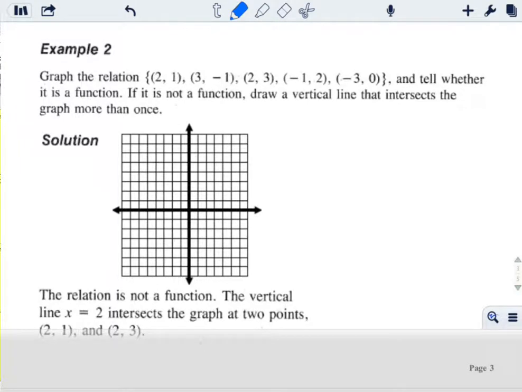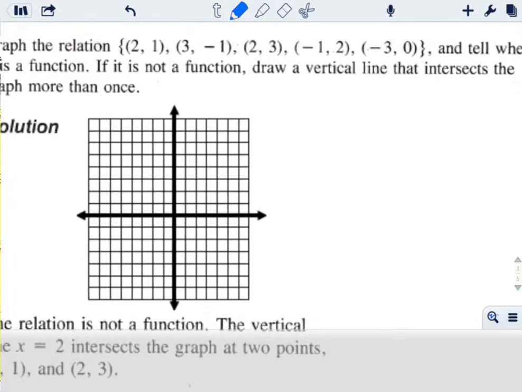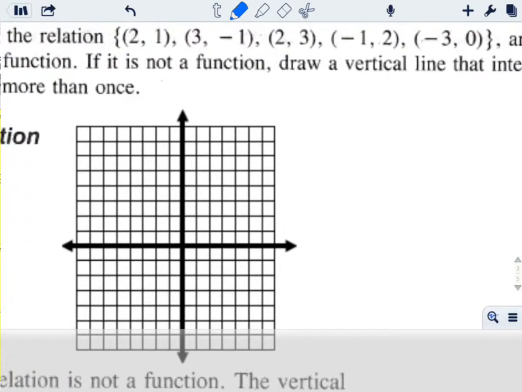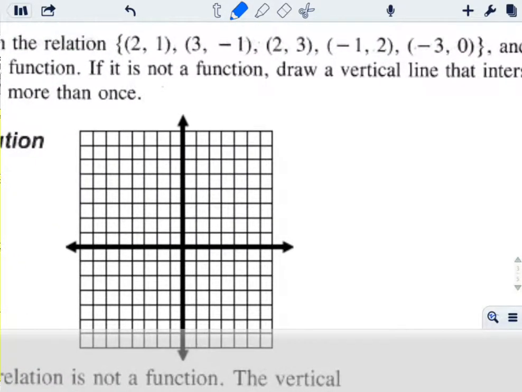Now here, example 2. We want to graph the relation (2, 1), (3, -1), (2, 3), (-1, 2), (-3, 0), and tell whether it is a function. If it is not a function, we draw a vertical line that intersects the graph more than once. So let's just graph those points. (2, 1): right 2, up 1. (3, -1): right 3, down 1. (2, 3): right 2, up 3. (-1, 2): left 1, up 2. (-3, 0): left 3 on the axis.